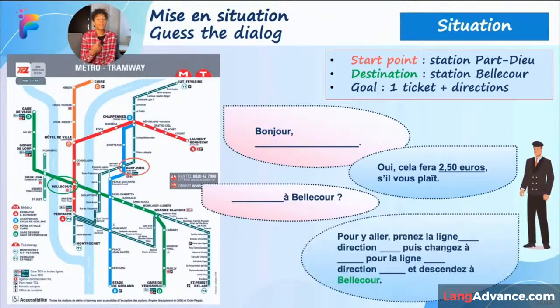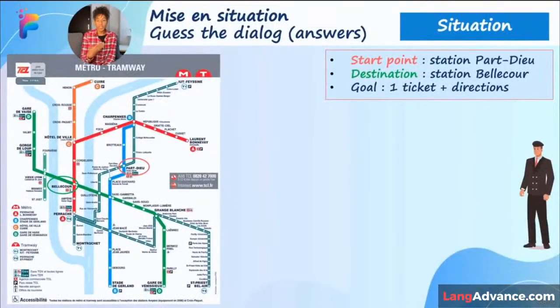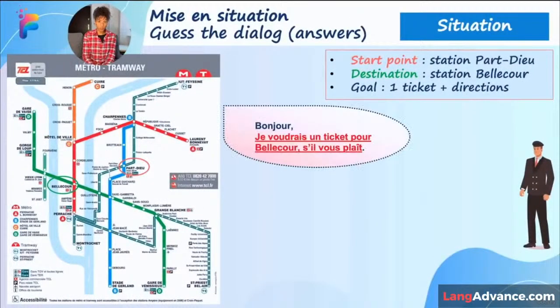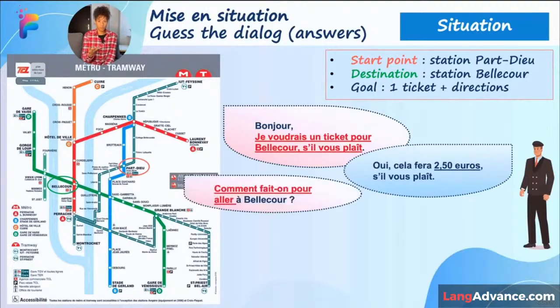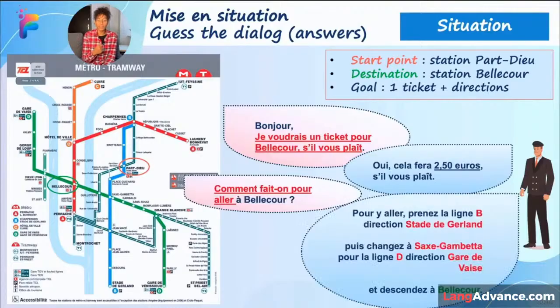Now, try to fill in my part. I would need the line, directions, and the transfer. Let's have a look at the answers and we can do it together. So you start with the red part. Oui, cela fera 2,50 € s'il vous plaît. Pour y aller, prenez la ligne B, direction Stade de Gerland. Puis changez à Saxe-Gambetta pour la ligne D, direction Gare de Vèze et descendez à Bellecour.